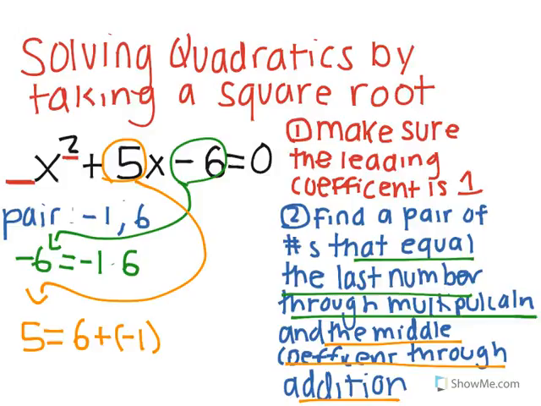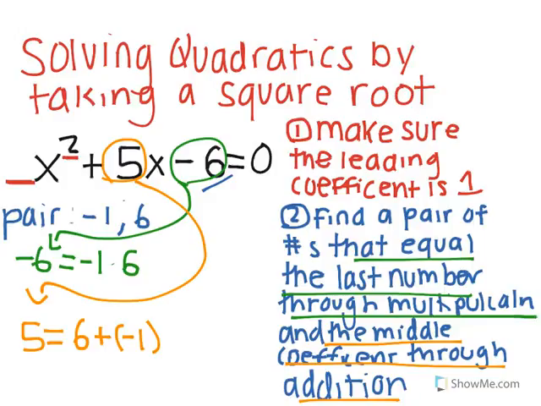Now, our second step is to find a pair of numbers that, first, equal the last number, or the constant, by multiplying the two numbers together. But it also has to equal the middle coefficient by adding them together. So you just select random numbers. My constant is -6, so I've got to find two numbers that when multiplied together equal -6. So I tried -1 and 6. -1 times 6 is equal to -6. It's good. It passes on that front.